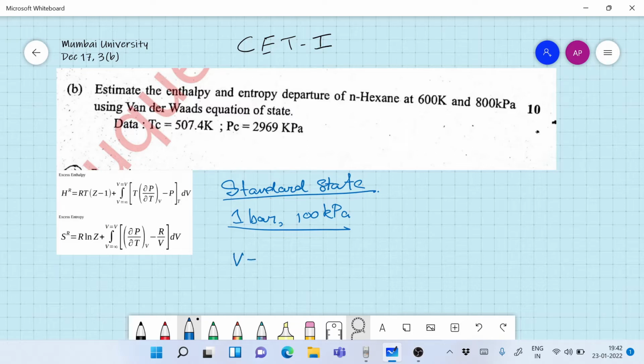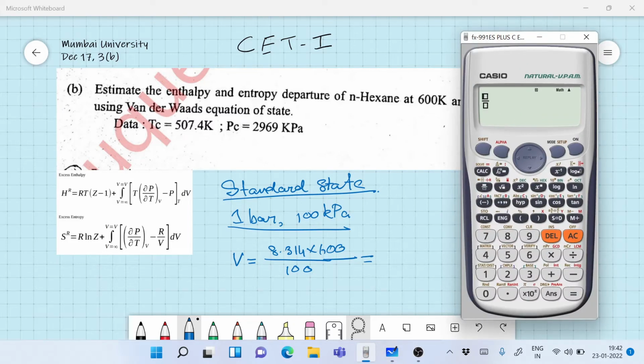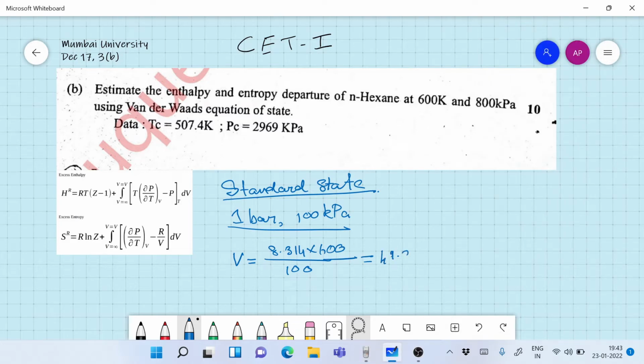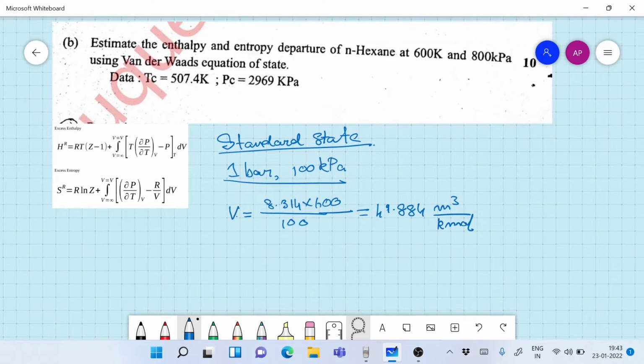Now the volume at this condition is going to be equal to 8.314 into 600, that is the temperature of the gas, divided by 100 kilopascals. That's 49.884 meter cube per kmol. Right? So we have the lower limit. We should mark this as V1. So V at infinity is V1.